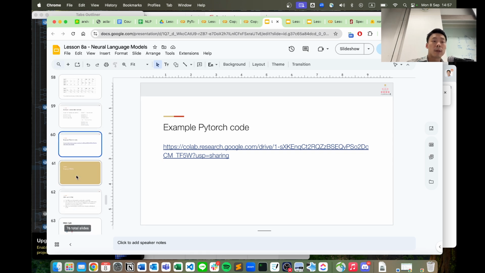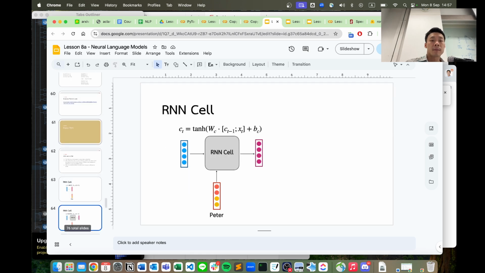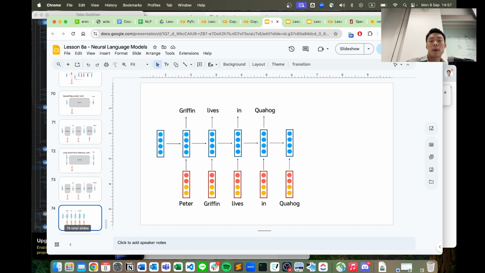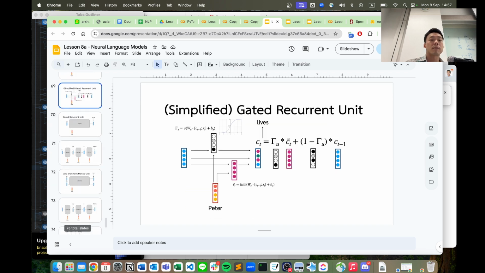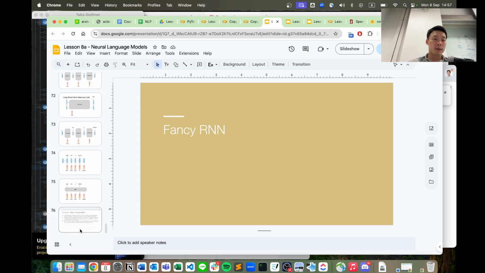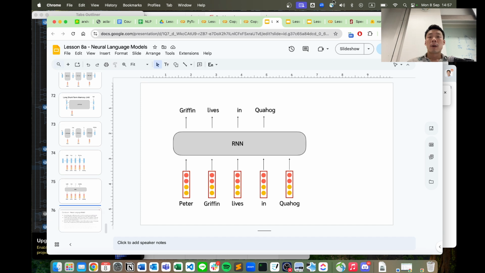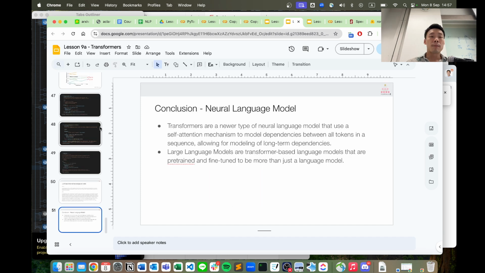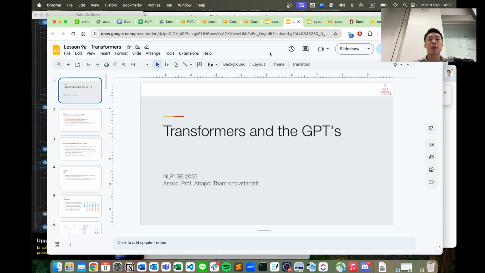Language model. Fancy RNN. I don't want to go through this at all. Okay. Then don't worry about a fancy RNN. Yeah. I'll make sure that it's not on the test. Because I want to talk about better things. Transformers. Let's talk about transformers.